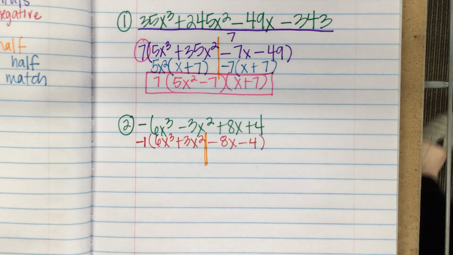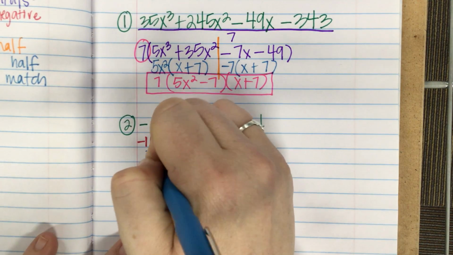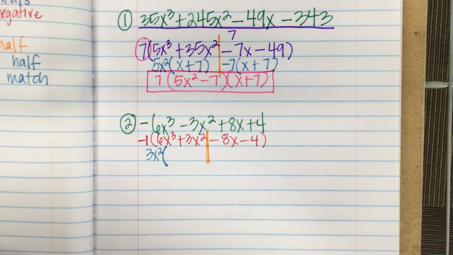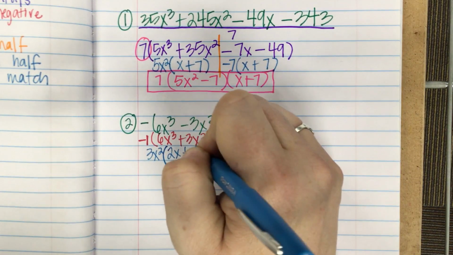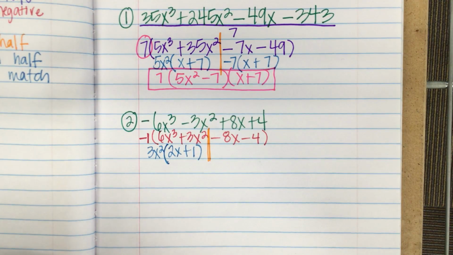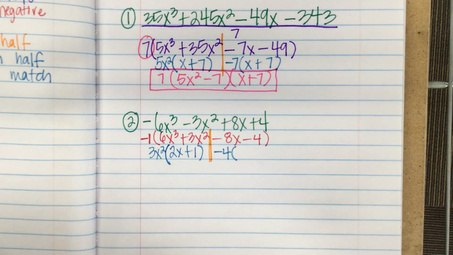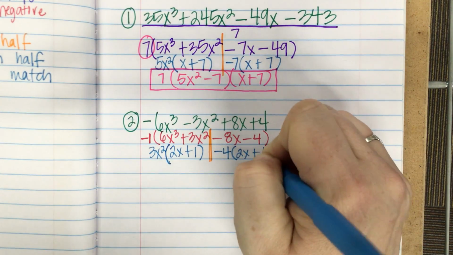Step 4, factor the first two. What do 6x to the third and 3x squared share? Leaving behind what? 2x plus 1. And the second half, negative 8x minus 4, what do they share? Leaving behind 2x plus 1.